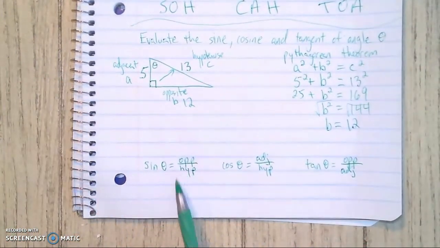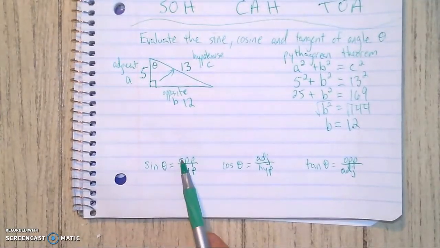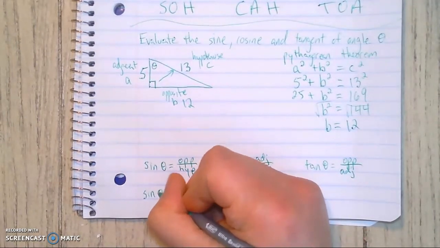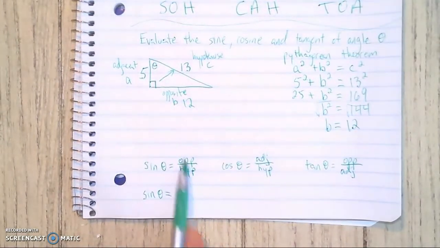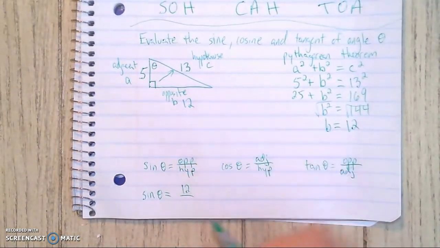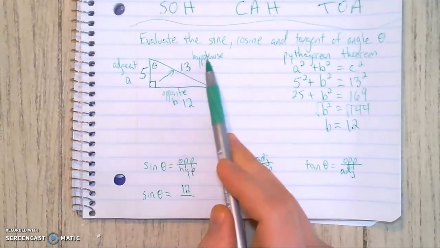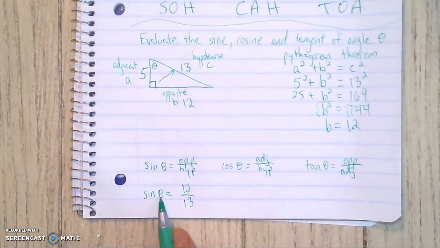So I come down here where I already have set up using SOHCAHTOA. Sine is opposite over hypotenuse. So when I actually plug in the numbers, I'm going to say the sine of theta is, well, I find my theta symbol. I look for the opposite side. Across from it, that was 12. And then I look for the hypotenuse, and the hypotenuse is always across from the right angle. That was 13. The sine of this angle is 12/13.